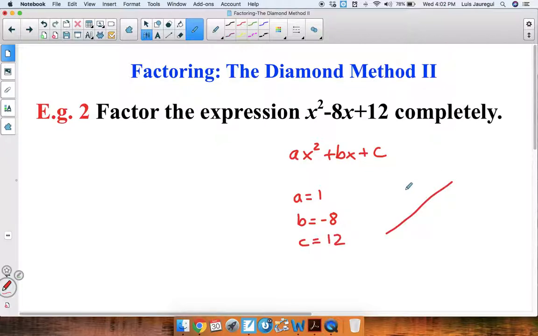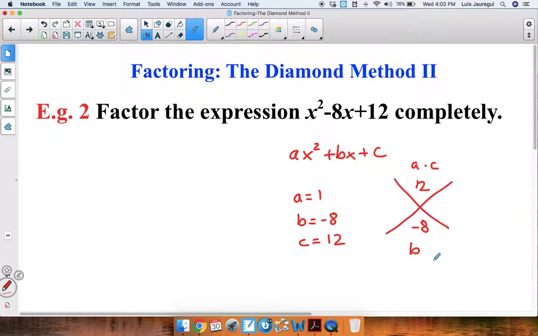Now, using your diamond method, we are going to multiply a times c, and we're going to get b by itself over here. a times c in this case is 1 times 12, which is 12, and your b is equal to negative 8. So we're looking for factors of 12 that add up to negative 8.